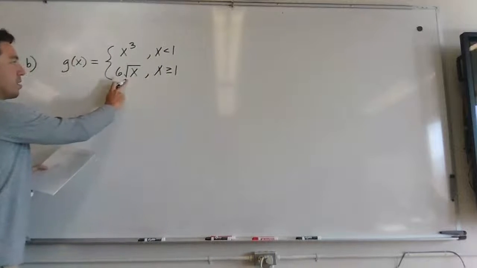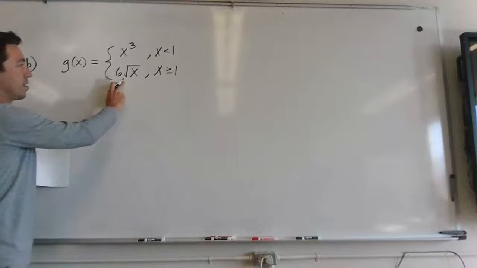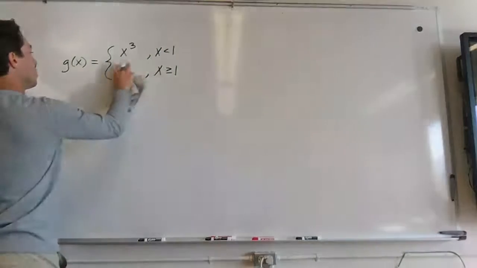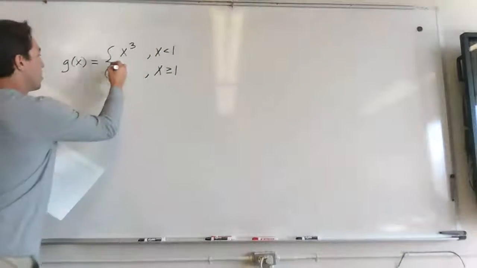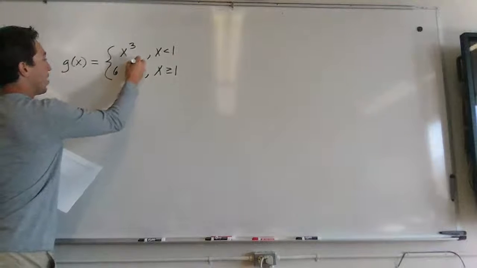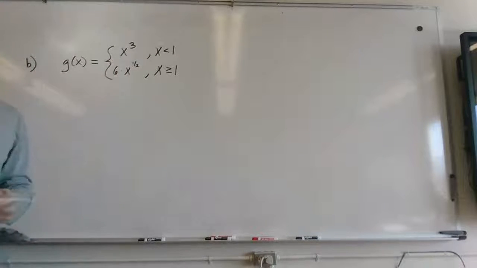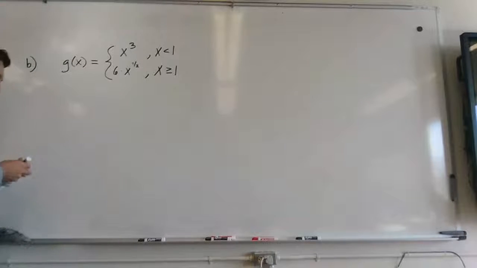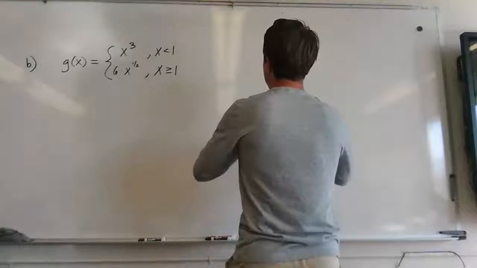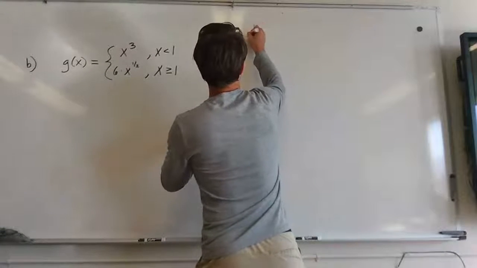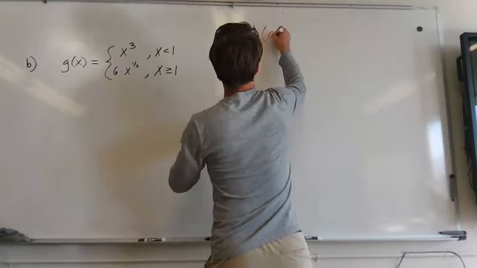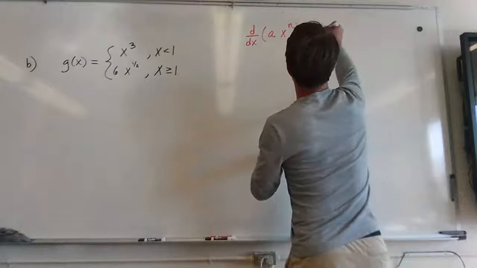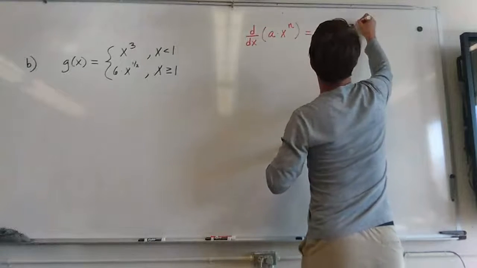I think I might rewrite this one. How would I want to rewrite this to make my life easier? Yeah, so it's 6 times x to the 1/2 power. So remember, I always want it to be in the form of, just write a little reminder over here in red. I always want to be doing the derivative of some constant times x to some number. The derivative is going to be a times n times x to the n minus 1.